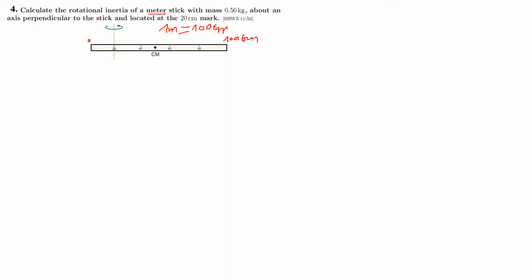Here the stick is a uniform rod, or a uniform object. Then the center of mass, meaning the point where all the mass of the stick is concentrated, will be at the 50 centimeter mark. And here we may consider a distance from the center of mass to the point where the axis of rotation is located. This distance, let us call it D.